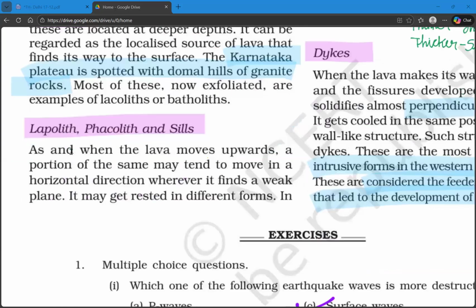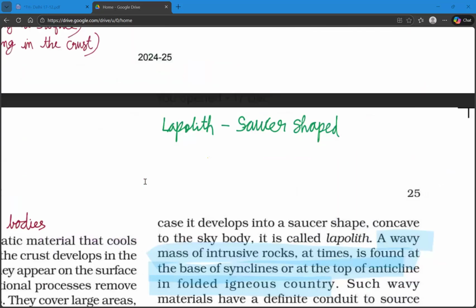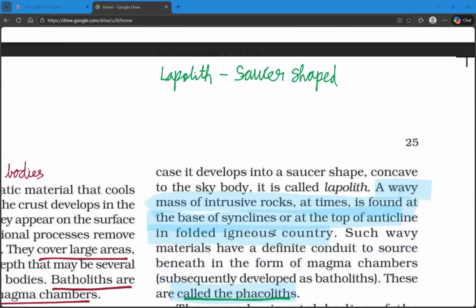And then we have lapolith, phacolith, and sills. As and when the lava moves upwards, a portion of it tends to move in a horizontal direction wherever it finds a weak plane. It may get solidified in different forms. In case it develops into a saucer shape, concave to the sky, the body is called a lapolith.